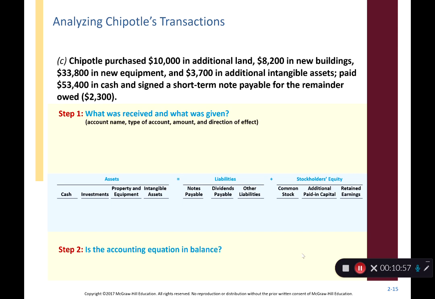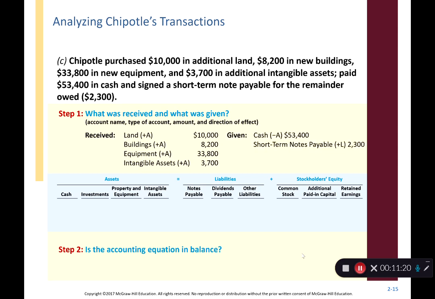Now that you're back, what did Chipotle get? They got some land, some buildings, some equipment, and some intangible assets. What did they give up? Some cash, and they also have to give up a promise to pay cash in the future, which would be a liability. So we received land, buildings, equipment, and intangibles. What do we give up? Cash and that liability.